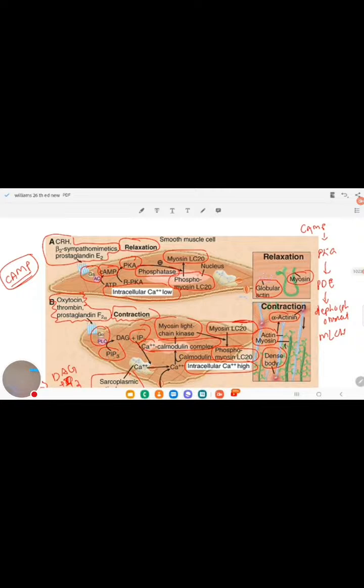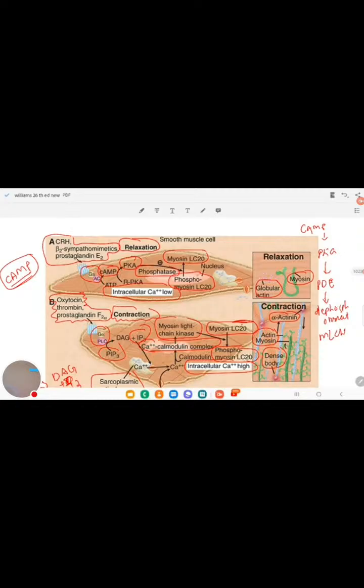What is the mechanism? The corticotropin releasing hormone, beta sympathomimetic, and prostaglandin E2 bind to the G protein coupled receptor, and that will convert the ATP to cyclic AMP. Cyclic AMP activates the protein kinase A. Now the protein kinase A will activate the phosphatase enzyme. Then the phosphatase enzyme leads to dephosphorylation of the phosphorylated myosin light chain 20.